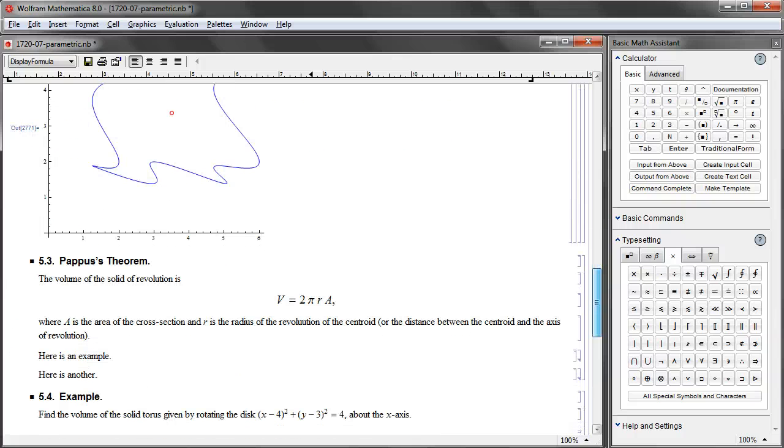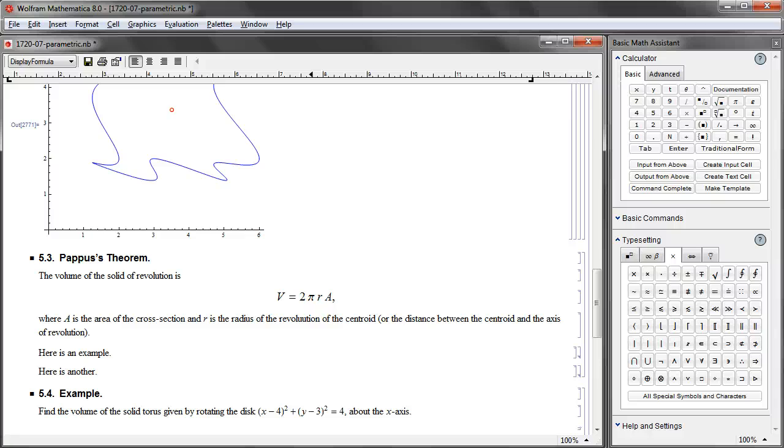Now, how do you use the centroid? Pappus theorem is the one. The volume of the solid of revolution can be calculated by 2 pi r times a, where r is the radius of rotation of the centroid, and then a is the cross-sectional area.